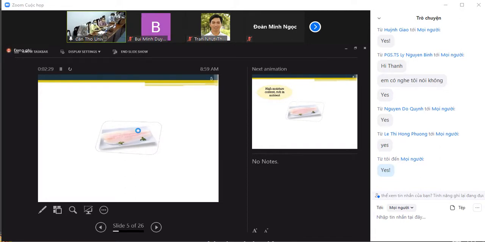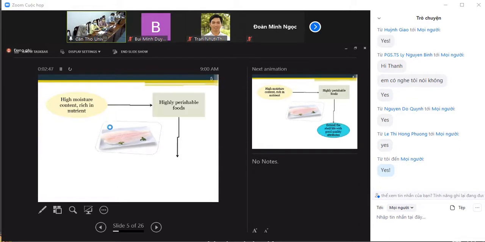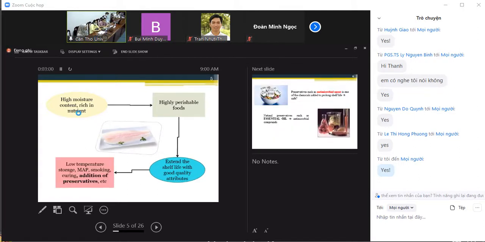And because it is rich in nutrients and has high moisture content, of course, it becomes a highly perishable food. Therefore, there is a need to extend the shelf life of pangasius fillet while also maintaining good quality attributes. And when we are talking about extending the shelf life, there are many technologies such as low temperature storage, frozen, chilling, MAP, smoking, curing, addition of preservatives, and many others.